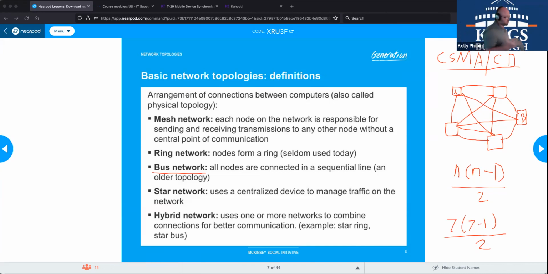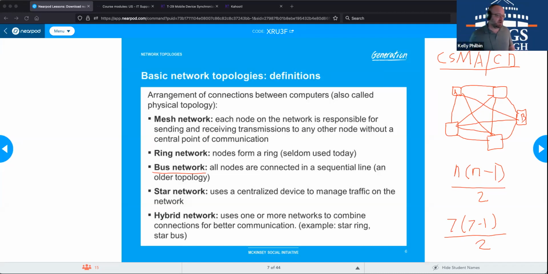And we are now left with hybrid. Our hybrid network essentially is just a combination of any of the other 2. Most common you will see is star bus.